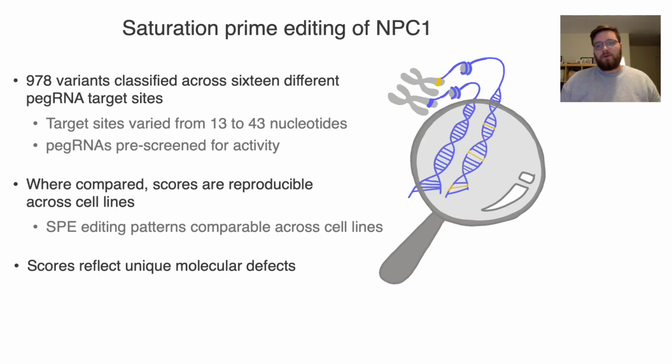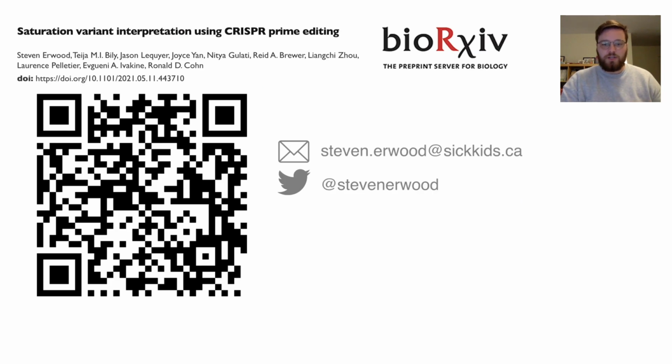And so to summarize, we've classified 978 different variants across 16 different pegRNA target sites. The target sites varied from 13 to 43 nucleotides. One thing worth noting is that we did pre-screen each pegRNA in advance for activity. And in addition, where compared, our scores are highly reproducible across the 2 different cell lines assayed, and our scores seem to reflect unique molecular defects within the NPC1 gene.